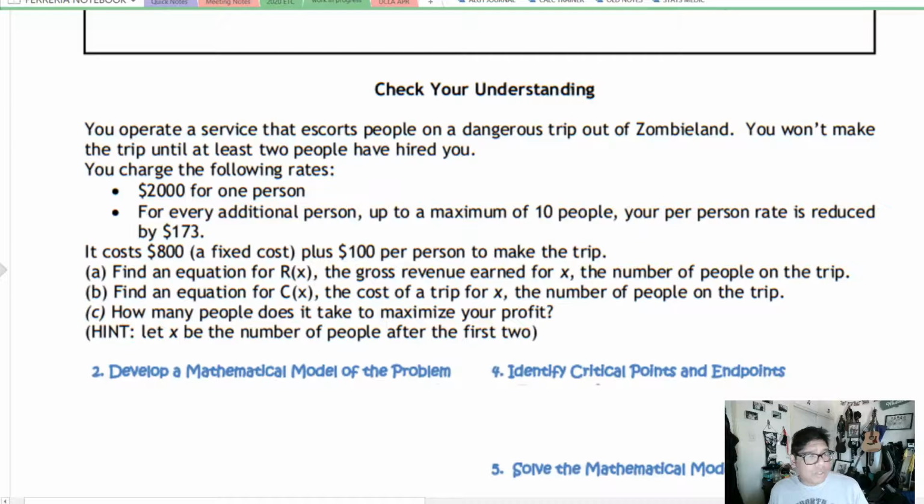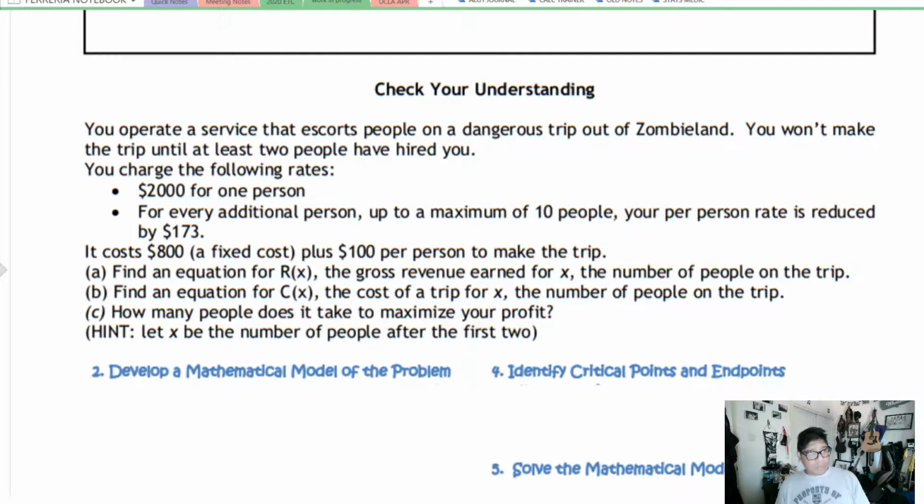You operate a service that escorts people on a dangerous trip outside of Zombieland. You won't make the trip unless 2 people have hired you. So you're going to charge the following rates. $2,000 for 1 person. For every additional person up to a maximum of 10 people, your per person rate is reduced by $173. It costs $800 plus $100 a person to make the trip.